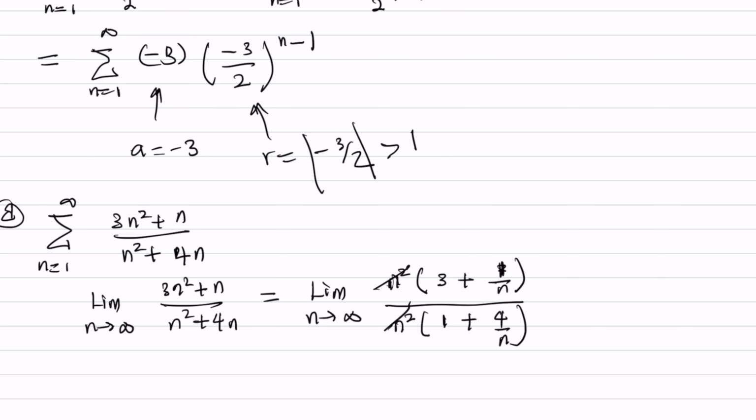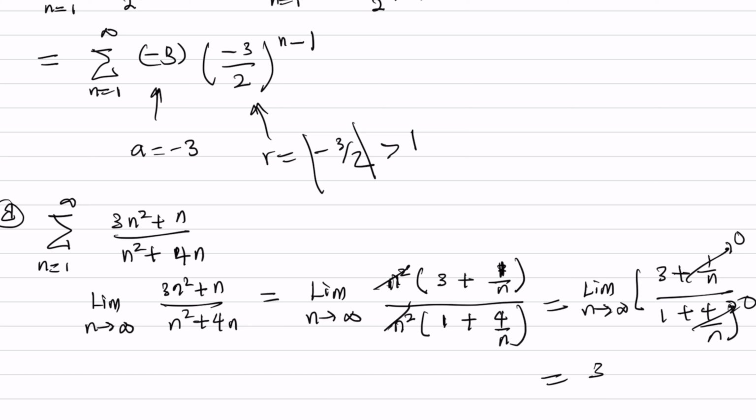This cancels out this, so I'm left with the limit as n goes to infinity of 3 plus 1 over n divided by 1 plus 4 over n. If you take limits, this goes to 0, this goes to 0, that means we're going to have this to be 3 divided by 1, which is 3. This is not 0, right? So what can you say about this series?